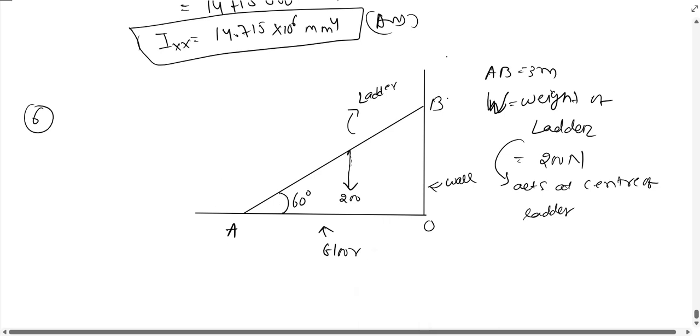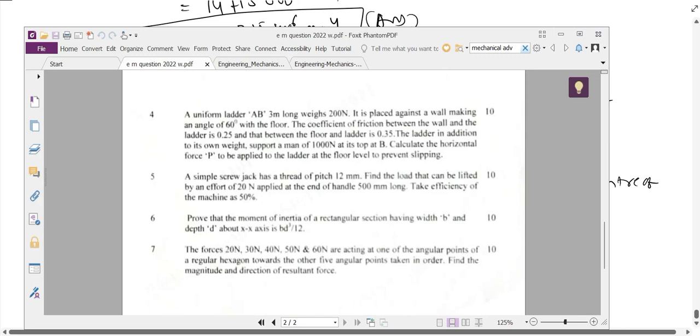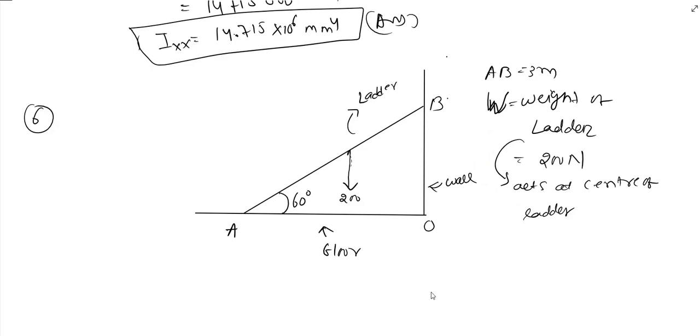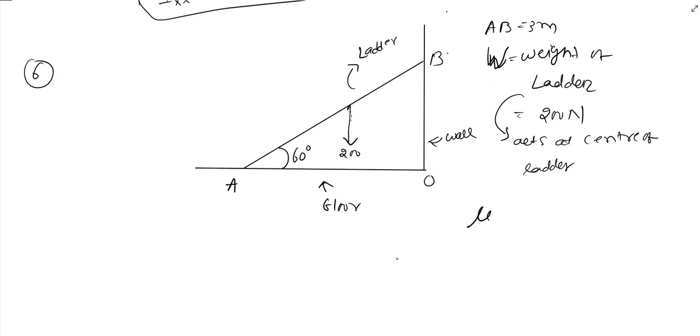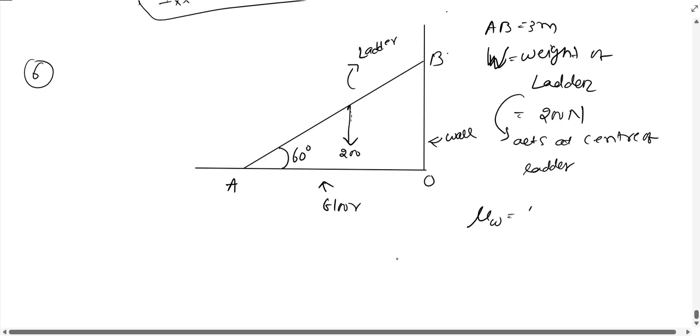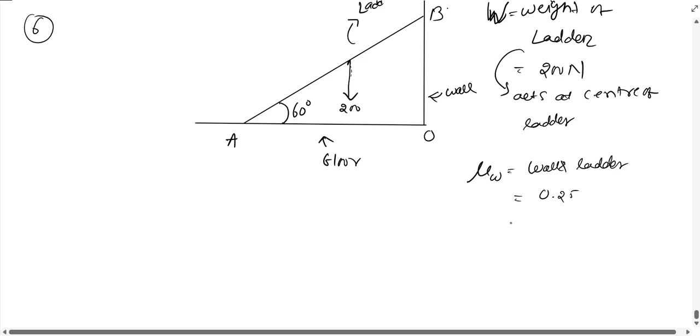Again, what are the data? Let me see the question again. The coefficient of friction between the wall and the ladder is 0.25, and between the floor and the ladder is 0.35. Let mu W be the coefficient of friction between the wall and ladder, and this is given as 0.25. Let mu F be the coefficient of friction between floor and ladder, and its value is given as 0.35. Okay, these two values are given.